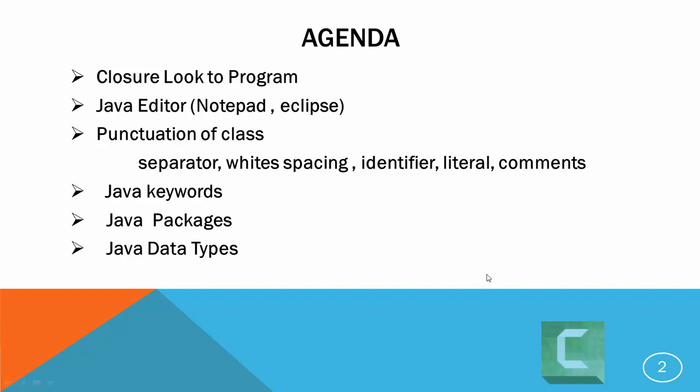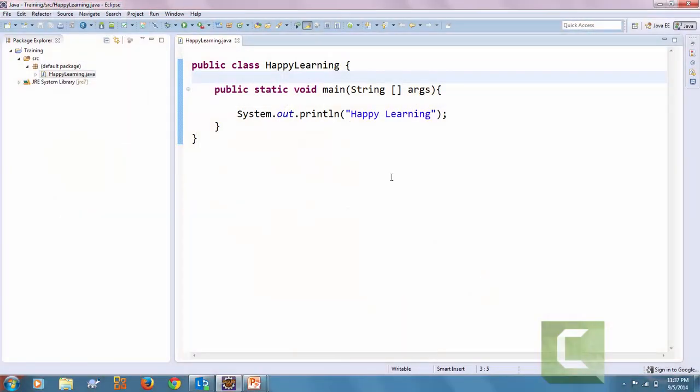Okay, so let's understand the punctuation of the class, how a class will look in terms of white spacing, separator, identifier, literals and comments. Let's go to the Eclipse. So in this main program there is a white space, that is a space between two words, like this. You can see that.